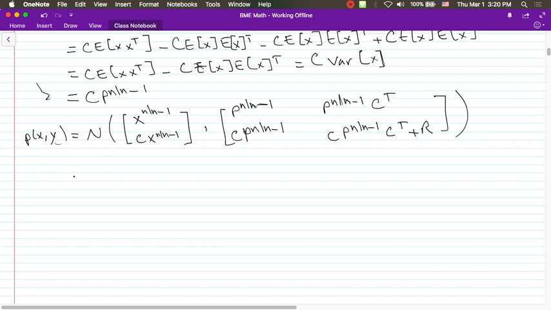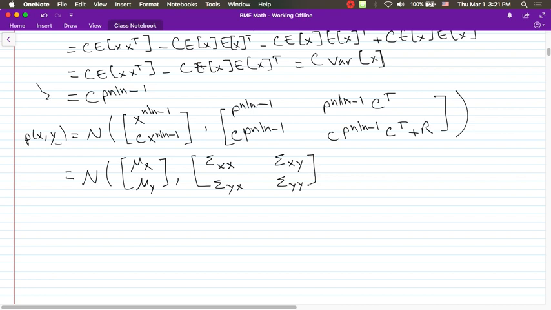So what does this mean? This means that this is a normal distribution with a mean of mu x, mu y, and variance sigma xx, sigma xy, sigma yx, sigma yy. Just a shorthand way of writing our equation so far. So the joint probability of x and y is something that has a mean mu x, mu y. It has a covariance of sigma xx, sigma xy, sigma yx, sigma yy. We'll see what those values are.